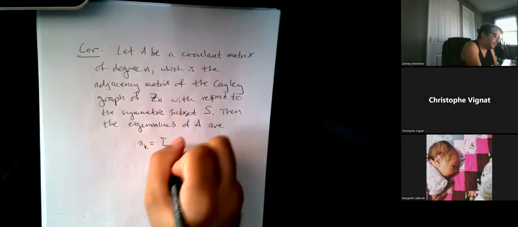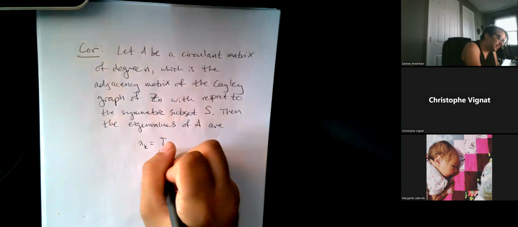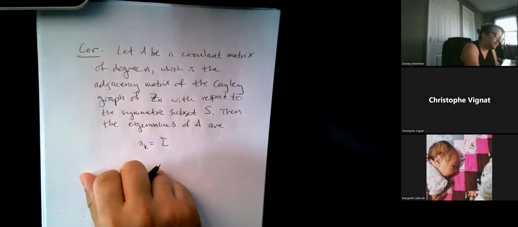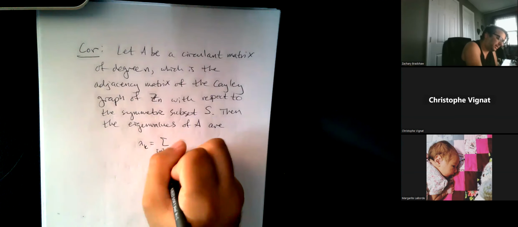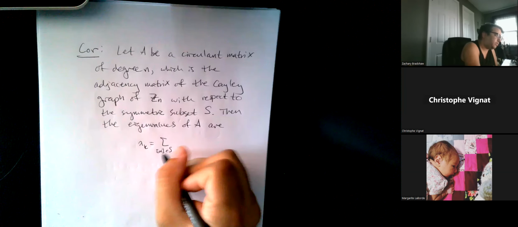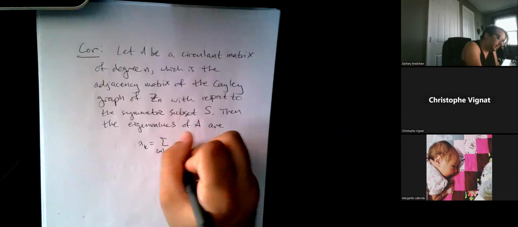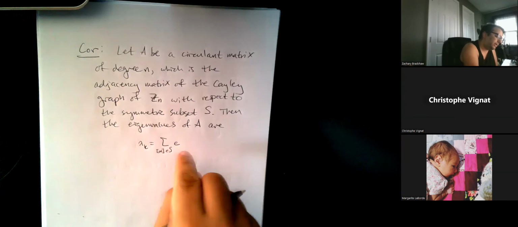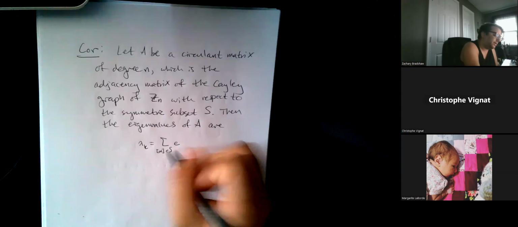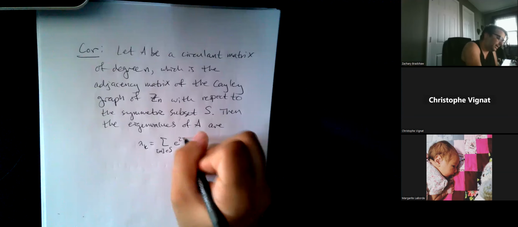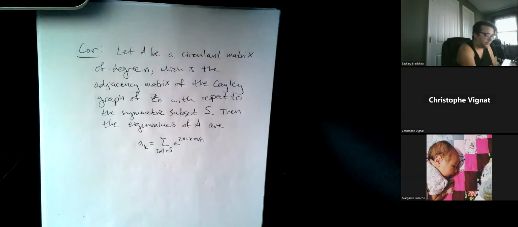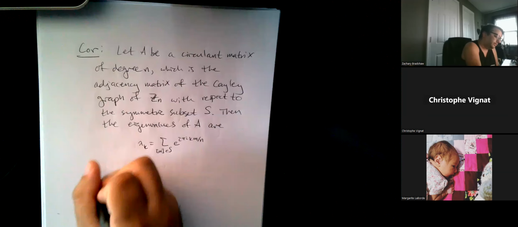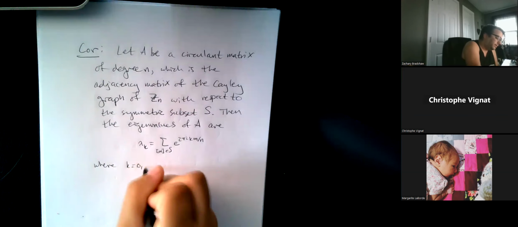And the eigenvalues are the sums of these irreducible representations. How do I say this? It's the sum over the elements of the symmetric subset. So in this case, it'll be equivalence classes of elements of Zn of the individual irreducible representations evaluated at those n. It's either 2 pi i k m over n. So the k here is indexing which irreducible representation. So here k runs from 0 to n minus 1.